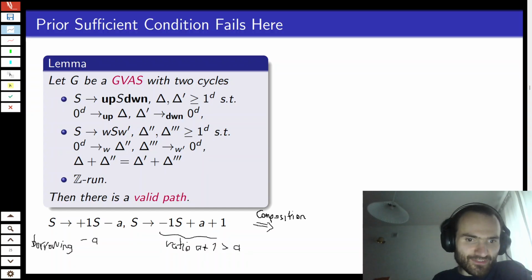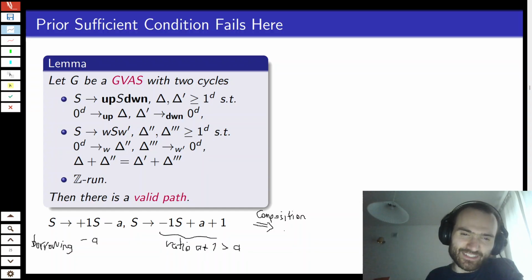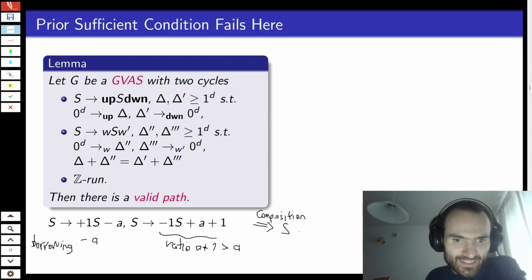Well, I simplify it slightly, like I'm just talking about the effect. You can make this precise, don't worry. You get, if you compose these, a cycle that says S goes to 0, S, and then 1, or +1.